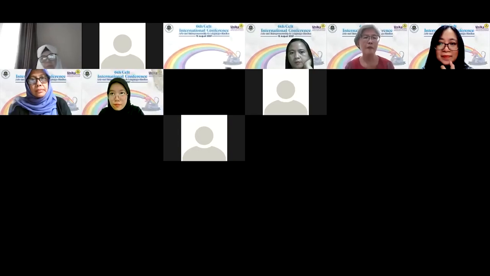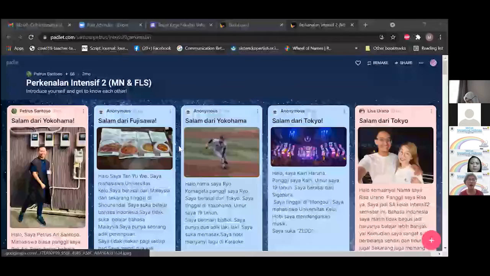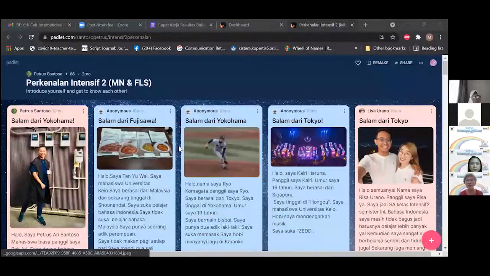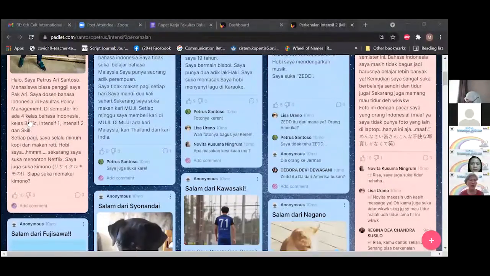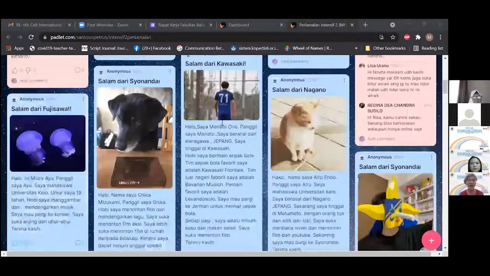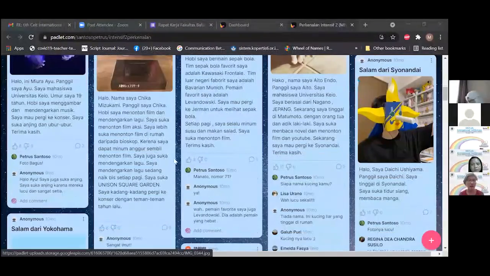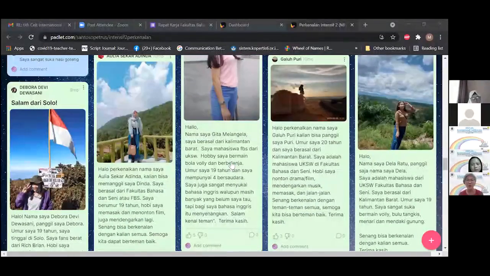Okay then. So this is now how they do the perkenalan on Padlet. Padlet is an application. So they have salam dari Fujisawa, salam dari Nagano, salam dari Kawasaki. And the Indonesians would also say things like salam dari Solo, and salam dari Bengkayang, Kalimantan Barat. So before they have the formal class, before they meet on Zoom, they have introduced themselves through Padlet, something like this.